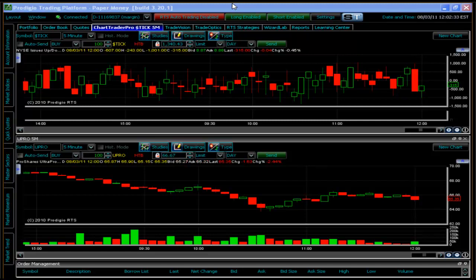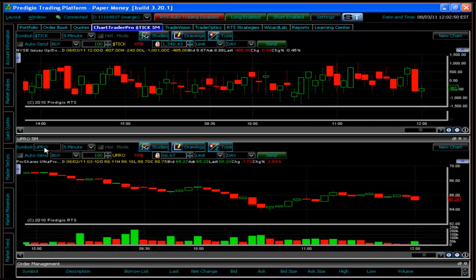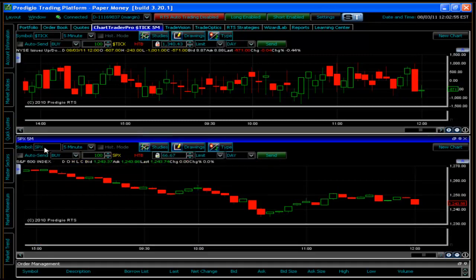Okay, so we're going to talk about this tick fade strategy. And the idea here is that I've got Prodigio, and I'm looking at two specific charts. I'm looking at two 5-minute charts, and one of these is dollar tick, and one of these is UPRO. Now I'm going to change this back for a moment. I'm going to change this to the S&P. So I changed my symbol index on the bottom chart to SPX.